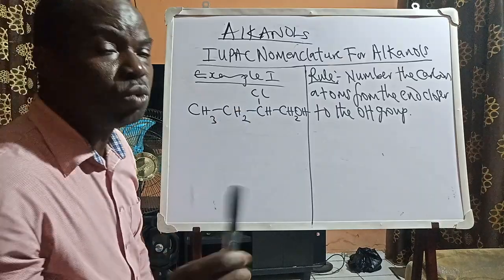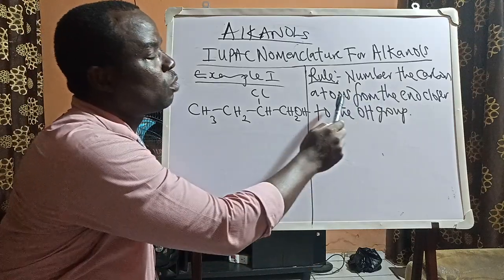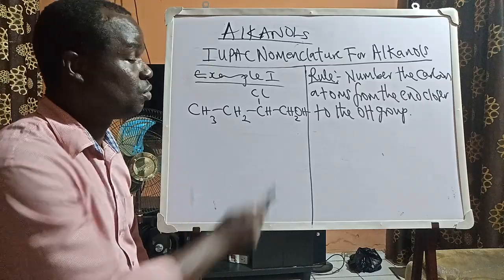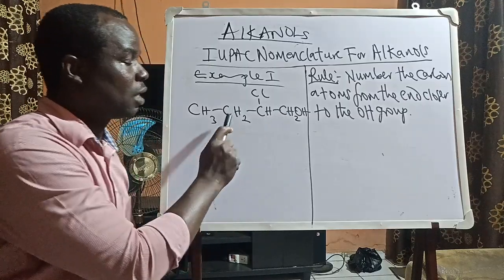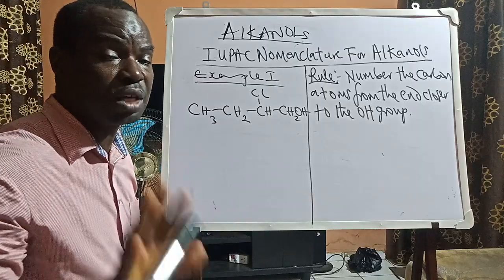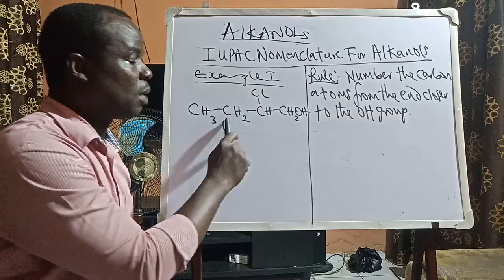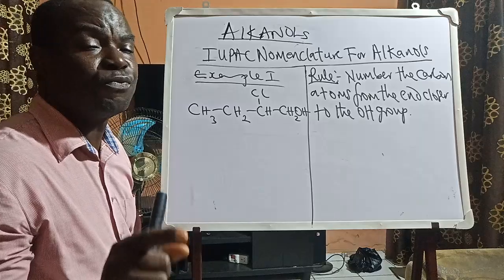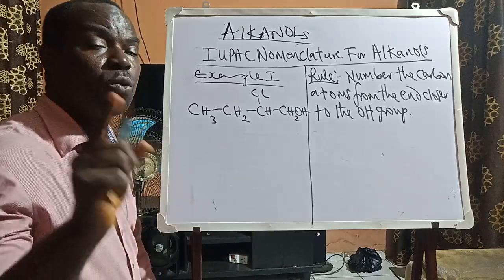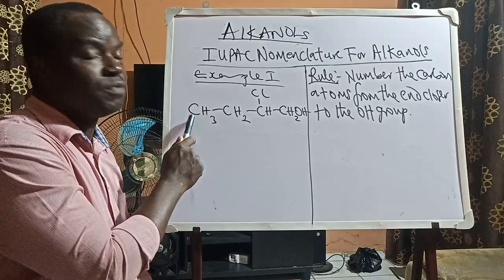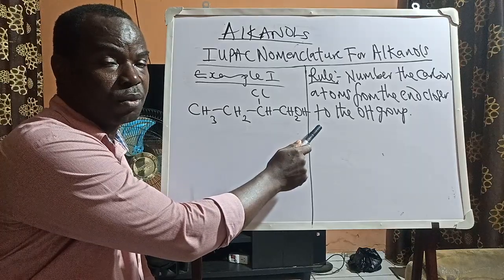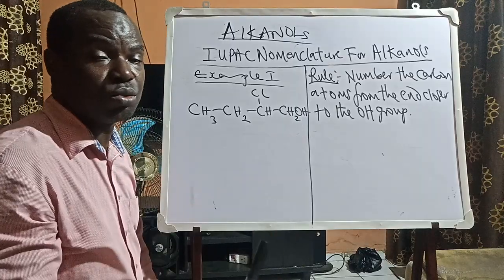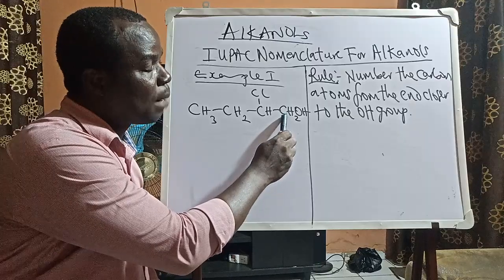Now, when you want to name this, the rule says number the carbon atoms from the end closer to the OH group. If you look at this, you see that I have 4 carbon atoms. Just concentrate on the carbon atoms. Here, this carbon atom is very far from the OH group, while this carbon atom is very close to the OH group. Look away from this hydrogen. It doesn't contribute to this. So, this carbon is closer to this OH group.